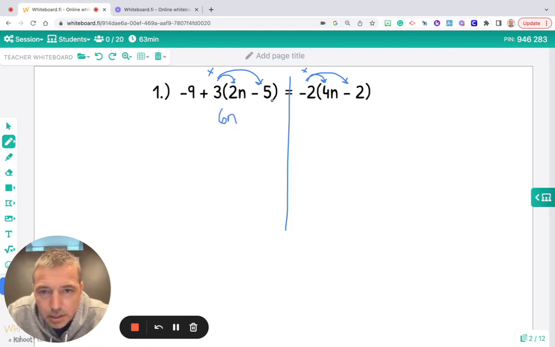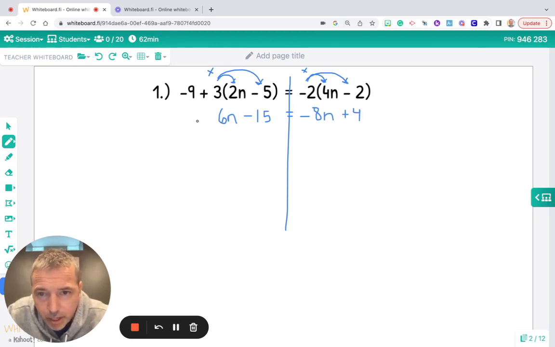3 times, I like to think of that minus sign as a negative, right? So 3 times negative 5 is negative 15. If you thought about it as a minus sign, you could just bring it down and do 3 times 5 is 15. But again, I like to think of that minus as a negative. So negative 2 times 4n is negative 8n. And then negative 2 times, I'm going to think of it as a negative 2. A negative times a negative is a positive, right?